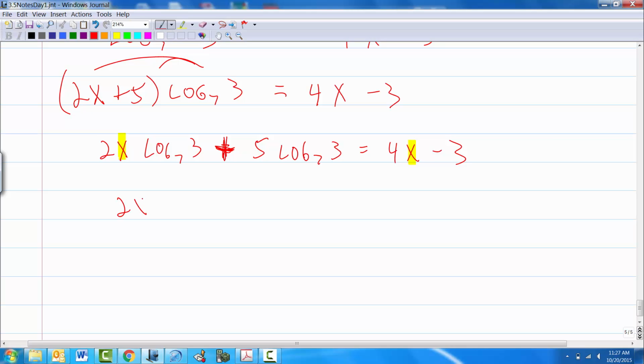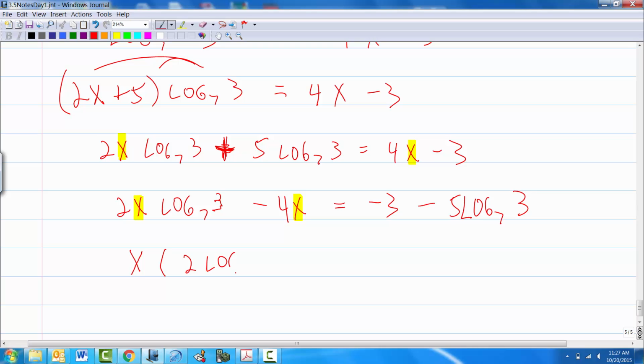So the next thing is to subtract, and then minus 4x, and that equals negative 3 minus 5 log base 7 of 3. Correct? Now that I've got these on the same side, so I can do what? You're actually just 2 steps away. What am I going to do with that x that they have in common? Factor it out. I thought I gave you a clue. In common. This is called a common factor.